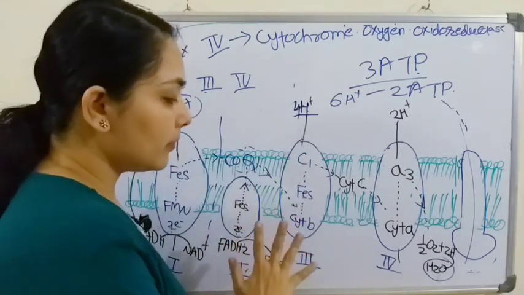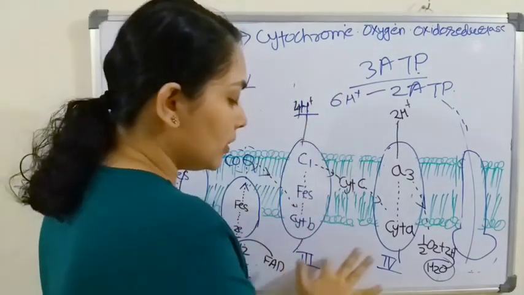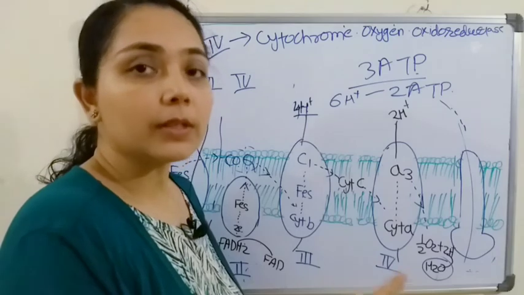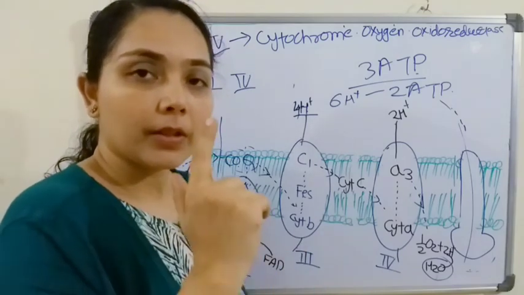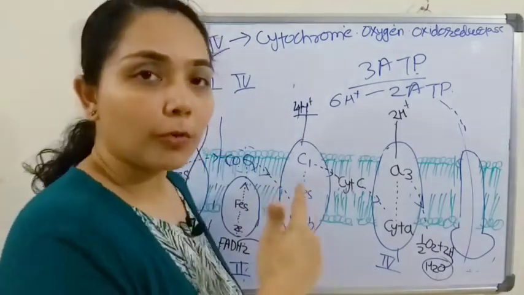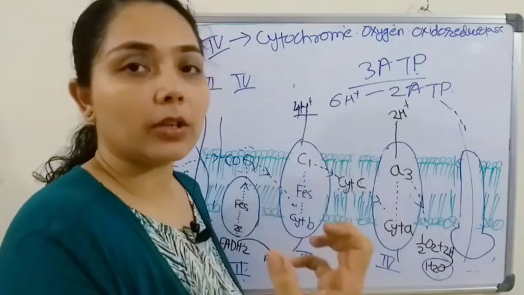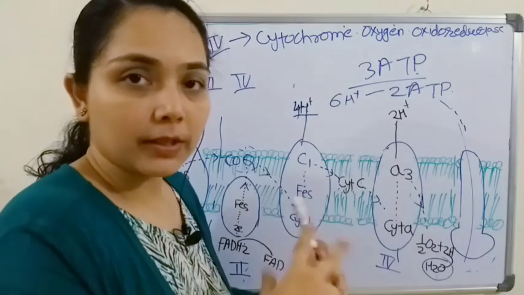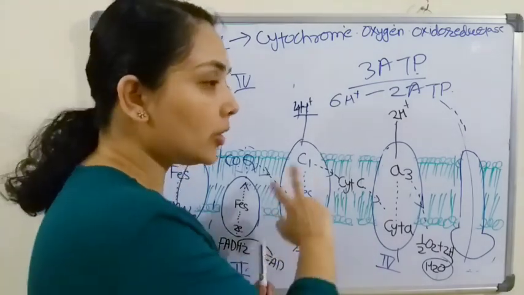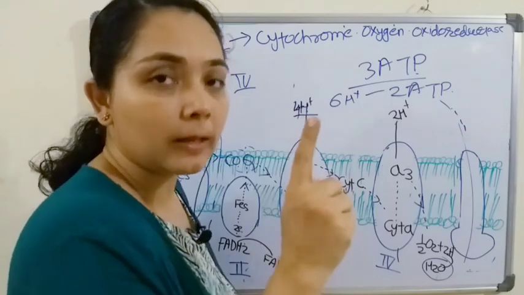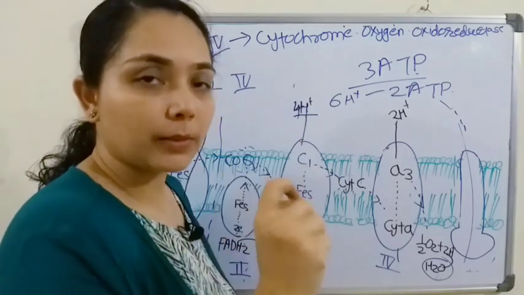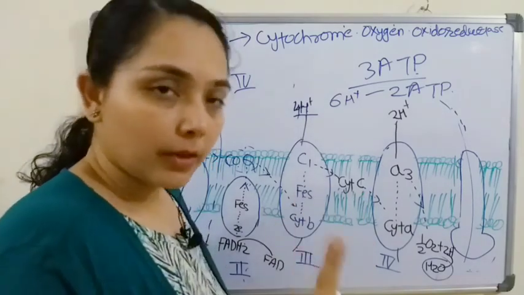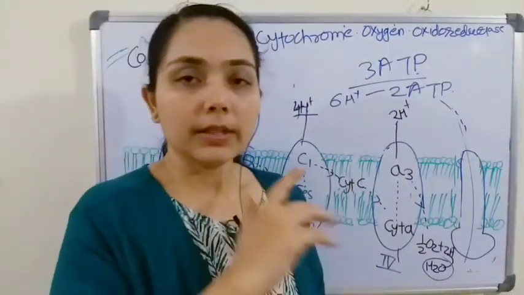About complex 3 we'll talk in detail in the next class, because the cytochrome from complex 3 accepts 1 electron at a time. Therefore, to transfer 2 electrons, 2 steps are required. This is actually a 2-step reaction. That is the Q cycle, and the Q cycle is a very important exam point. So about complex 3 we will talk in the next class.